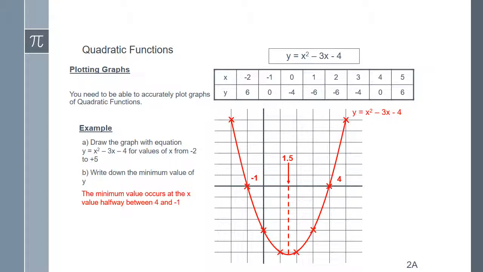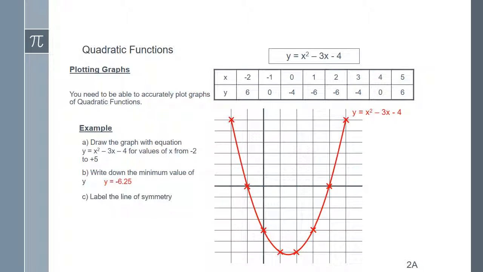Once we know that the minimum value occurs when x is 1.5, then we can substitute that 1.5 into the function to get that y is equal to minus 6.25. So write down the minimum value of y. The minimum value is minus 6.25 because the minimum value occurs halfway between the two roots of the function. We do look at minimum values in vast detail when we move into calculus later on in the C1 and the C2 course.